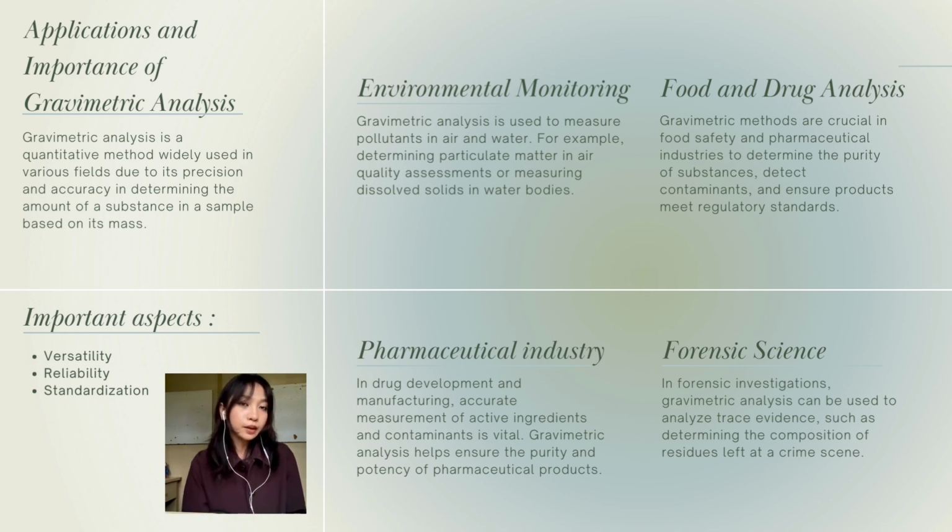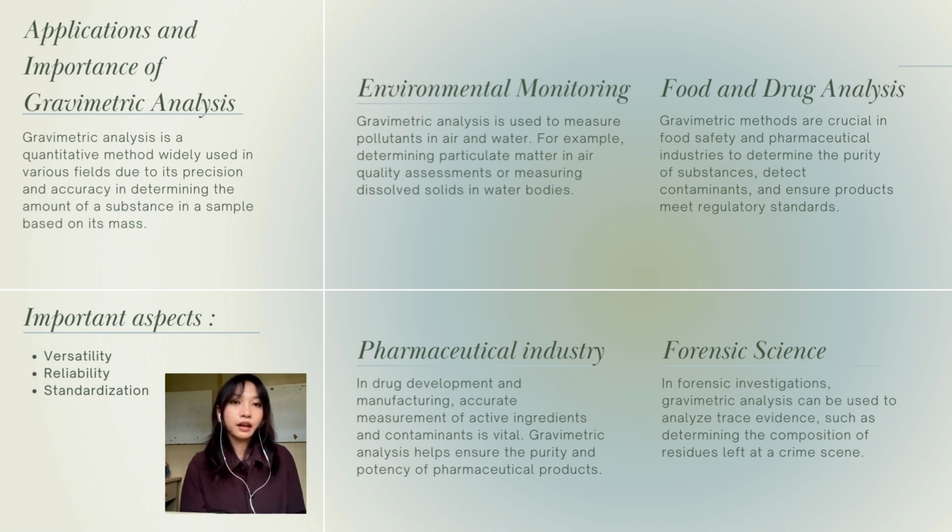Moving on to a few examples of the application of gravimetric analysis in daily life. The first one is environmental monitoring. Gravimetric analysis is crucial in environmental studies to determine pollutants in air, water, and soil. For instance, measuring particulate matter in air quality assessments involves collecting air in filters and then using gravimetric analysis to determine and quantify their mass. Other than that, gravimetric analysis is also commonly used in the pharmaceutical industry.